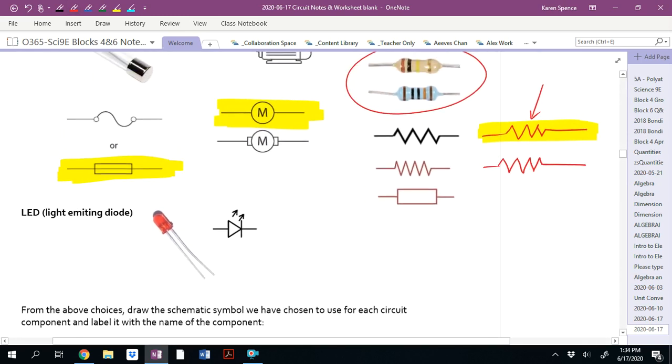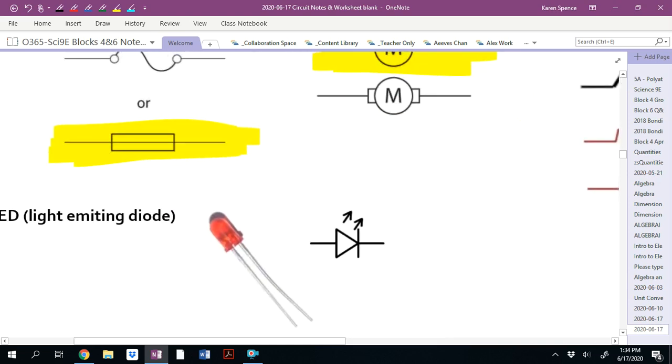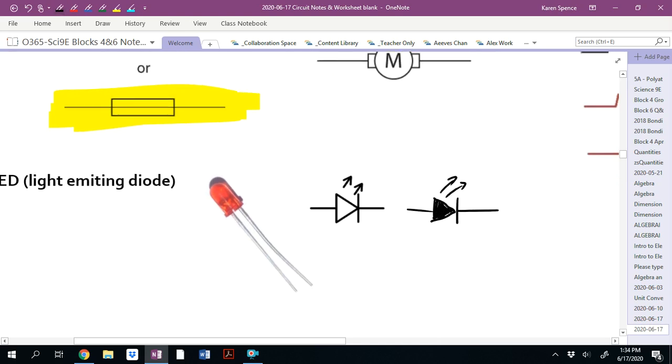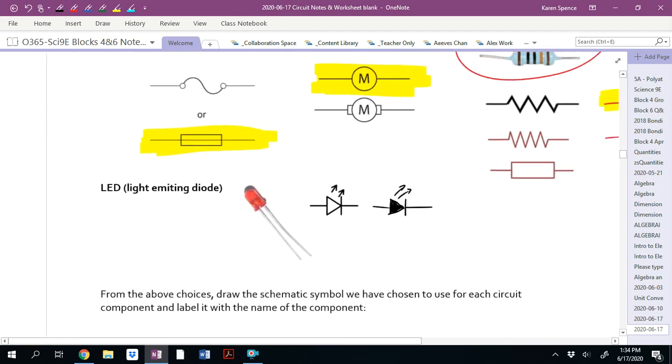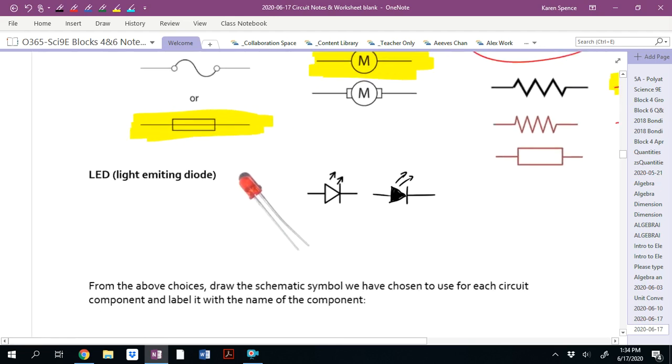Okay, and then last but not least, just because it's fun, I thought I would throw in an LED, a light emitting diode. It's one of these things, you can find them all over the place, and it's got kind of a confusing little symbol, so don't worry about it if you don't get this. You can either draw the triangle blank, which is easier, or you can fill it in. Okay, and then you can show light coming off of it. That's how they do it. I don't like that one because it's complicated regardless, but I think there's only one in this whole thing, so there we go. So from the above choices, draw the schematic symbol that we have chosen.